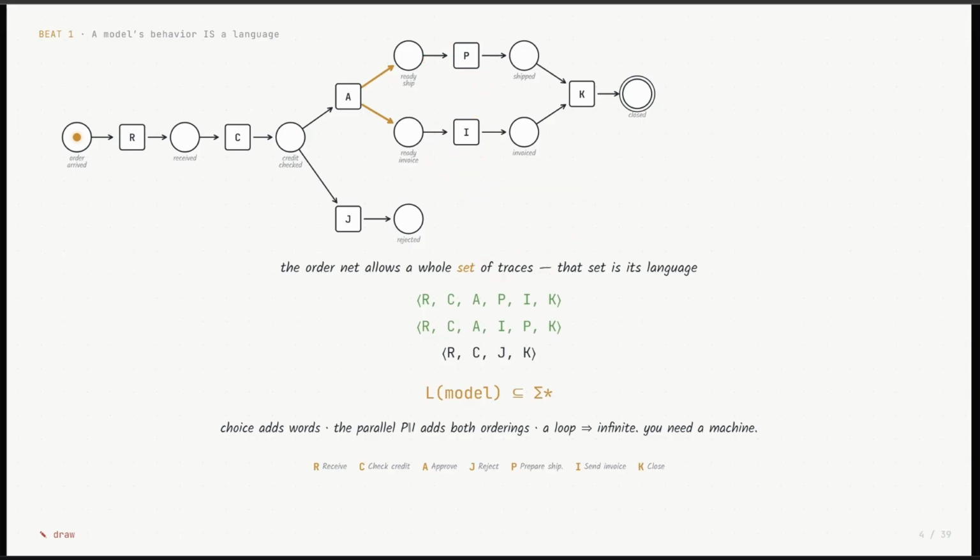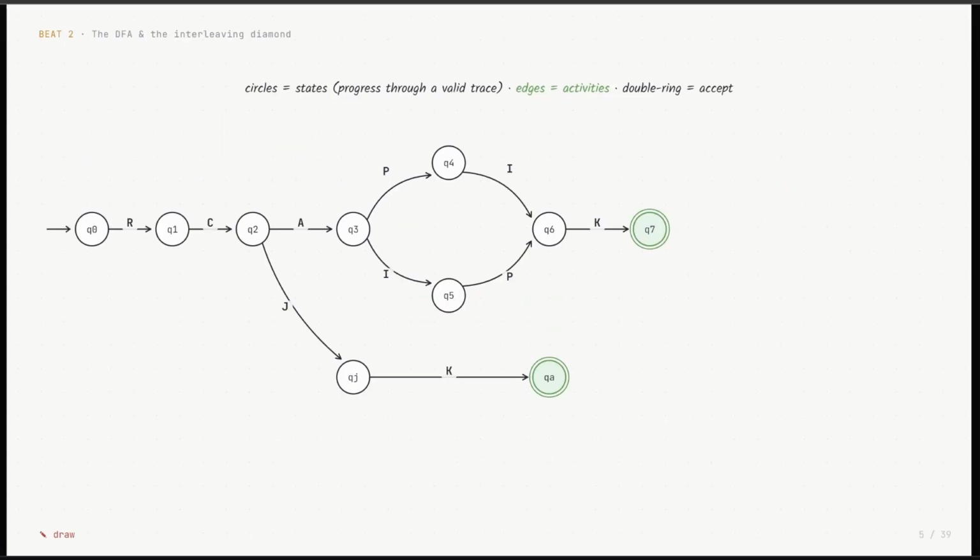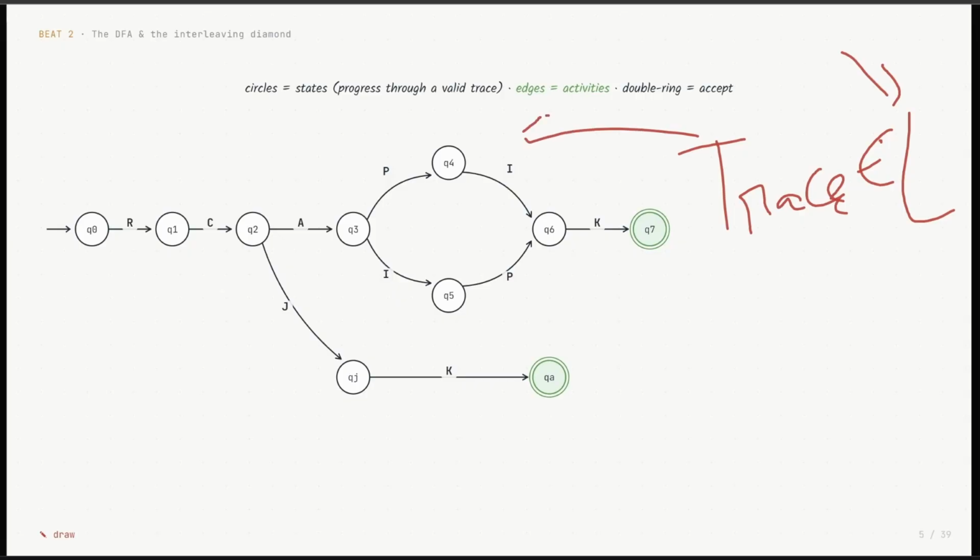So that's one thing. Also, if you have a loop, then your language is infinite. So if you have A, B on a loop, and you can repeat A, B, you actually can do that in infinite ways, meaning that your language is infinite. L is infinite. So to describe your language, you need what we call a machine, or what we call here a DFA. DFA stands for deterministic finite automaton. So you have a trace. If you're going to say that the trace belongs to a language, which is the description of the behavior of your model, you're going to need this.